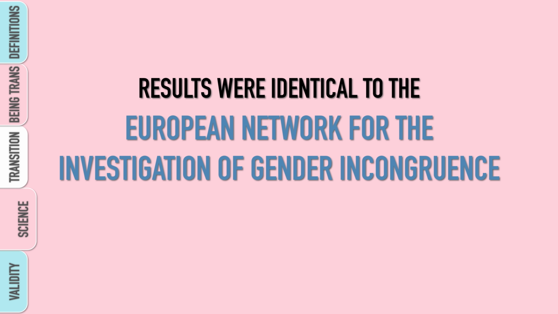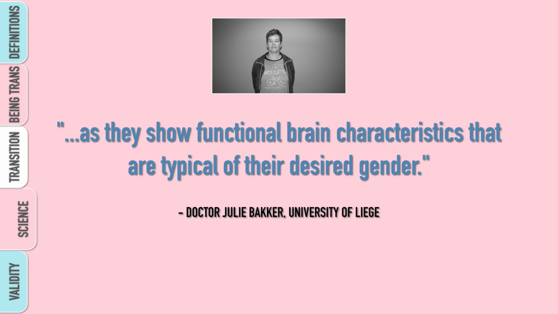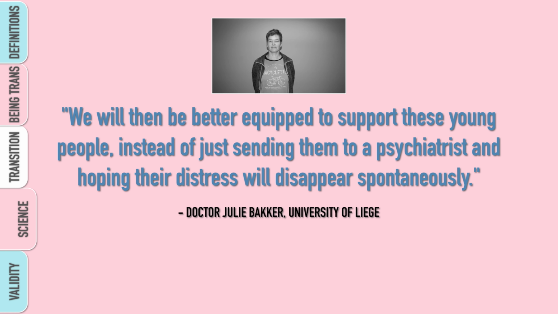Professor Guy T'Sjoen's study. She later said, quote, "Although more research is needed, we now have evidence that sexual differentiation of the brain differs in young people with gender dysphoria, as they show functional brain characteristics that are typical of their desired gender. As a result," she says, quote, "we will then be better equipped to support these young people instead of just sending them to a psychiatrist and hoping their distress will disappear spontaneously."